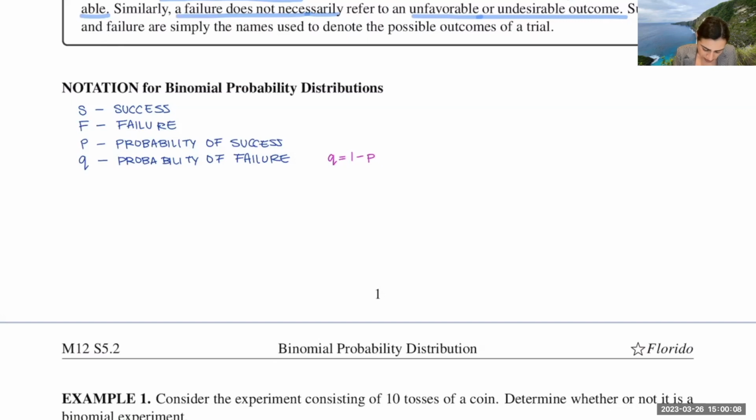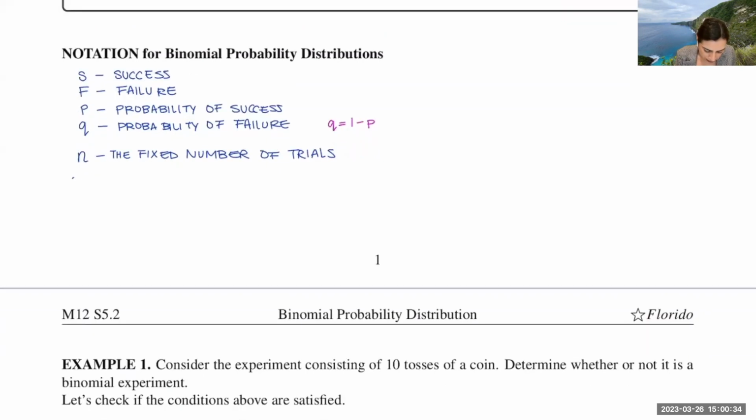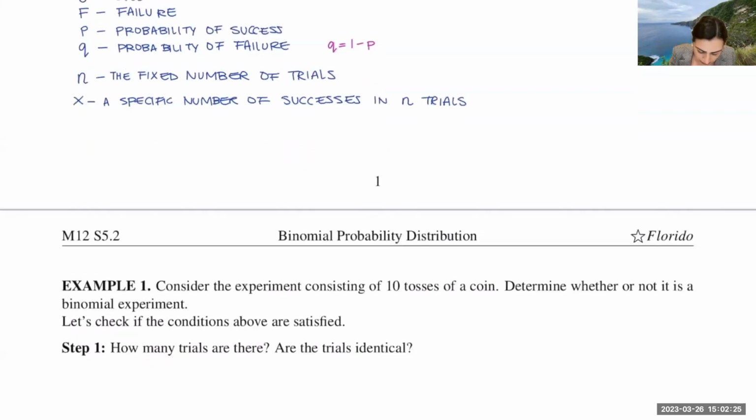The other notation is I want to make sure that we understand what little n is. That's our sample size. This is the fixed number of trials, and x is going to be just a specific number of successes in n trials. Okay, let's go ahead and do an example just to make sure that we're understanding all of these ideas. What is a binomial probability distribution? So let's go ahead and do example 1 here.